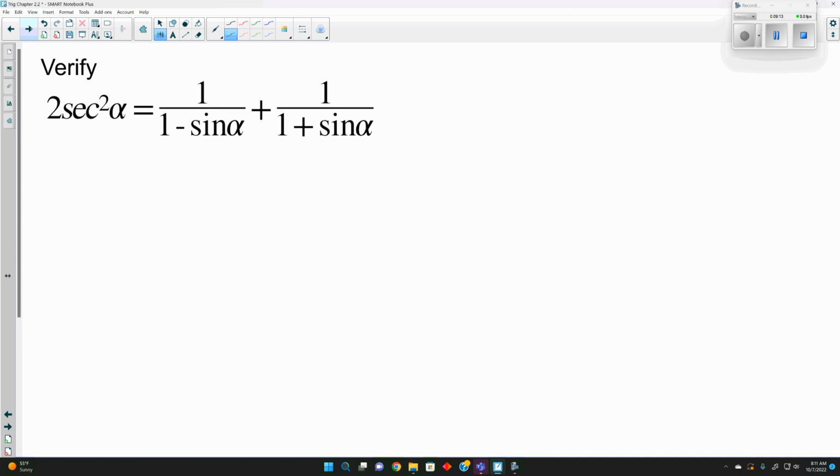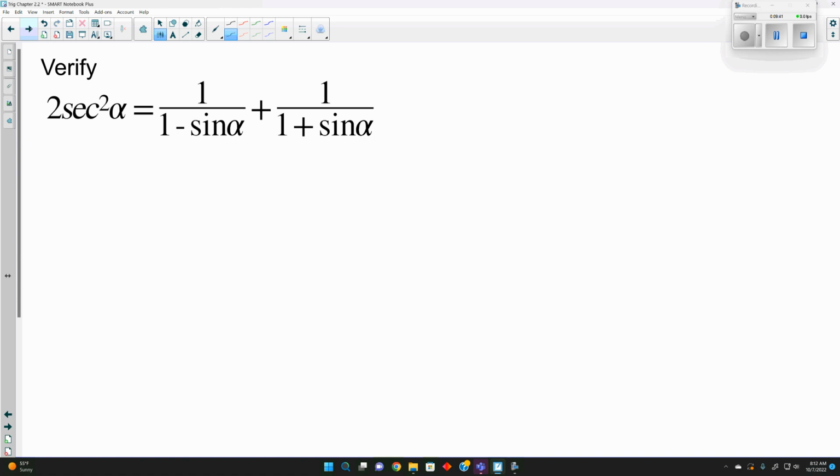Let's look at the next one here. We have 2 secant squared of alpha is equal to 1 over 1 minus sine of alpha plus 1 over 1 plus sine of alpha. Now this one here, because the first one we did, we manipulated the left side of the equation to make it look like the right, yes? This one here, we're going to manipulate the right side to make it look like the left.